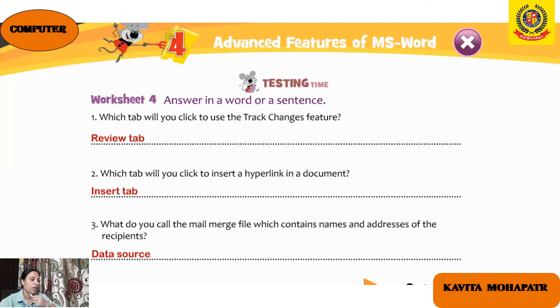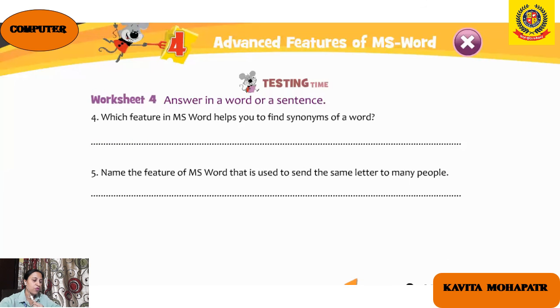Now fourth one, which feature in MS Word helps you to find synonyms of a word? The thesaurus feature in MS Word helps us to find synonyms of a word. Name the feature of MS Word that is used to send the same letter to many people. The mail merge feature of MS Word is used to send the same letter to many people. So worksheet 4 is over.